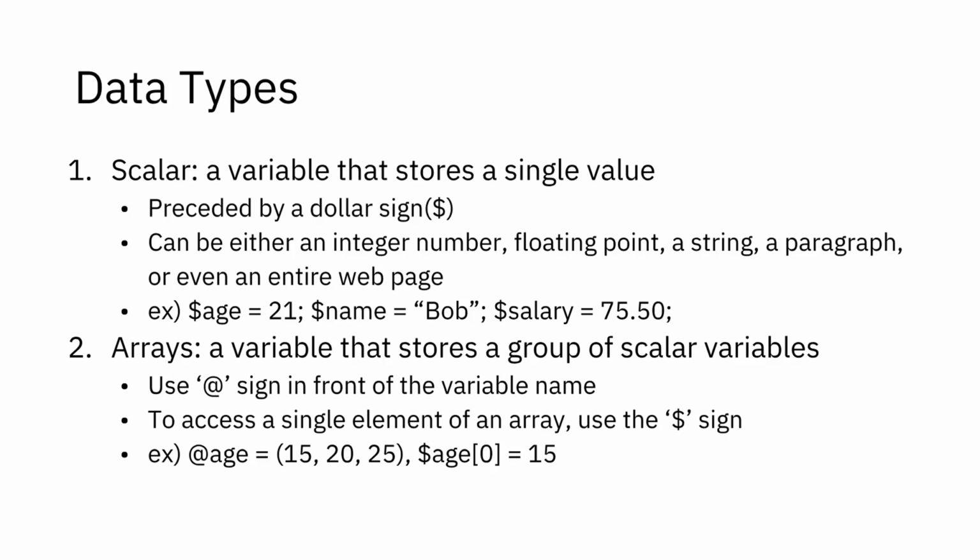The second data type we'll look at is an array. An array is a list that stores a group of scalar variables. As you can see in the example, you must use @ in front of the variable name to define your array. And in order to act as a single element of an array, you must use the $ sign.